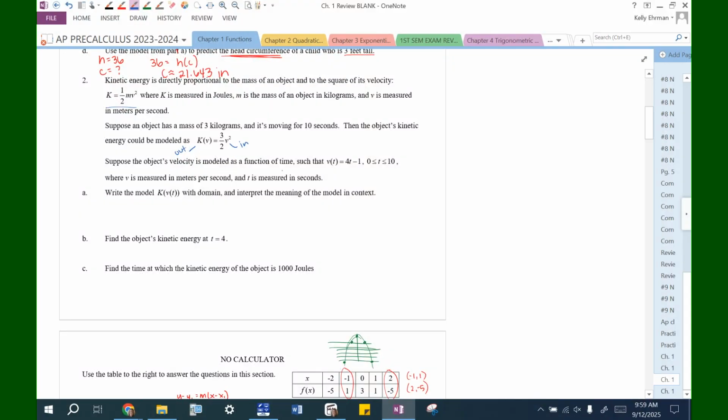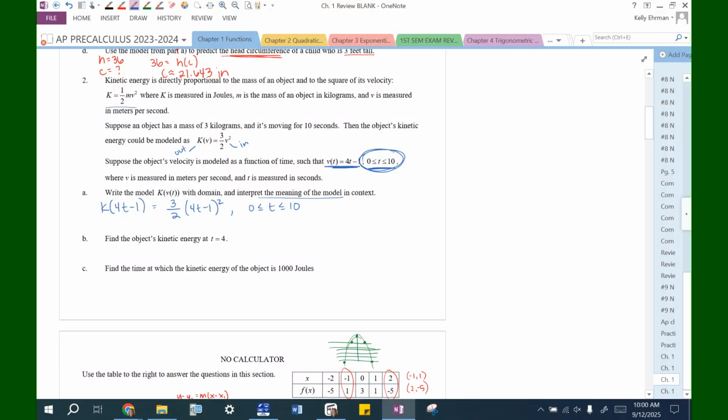Suppose the object's velocity is modeled as a function of time. So V of t is equal to 4t minus 1, and it has this little domain. Write the model K of V of t with domain and interpret the meaning of the model in its context. So this means go ahead and compose K of 4t minus 1, because that's what V of t is equal to. So instead of 3 over 2 V squared, we're going to put in 4t minus 1 squared. What would the domain of this be? It always carries over the inner function's domain, so we can only use t values from 0 to 10.